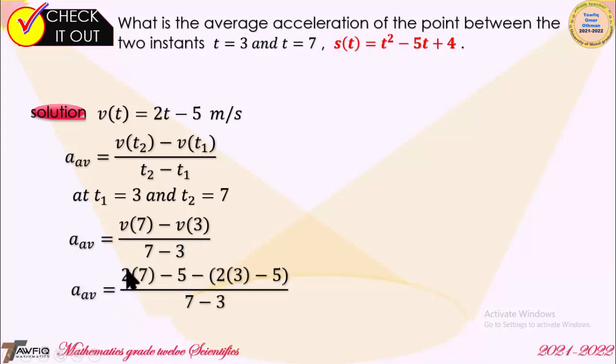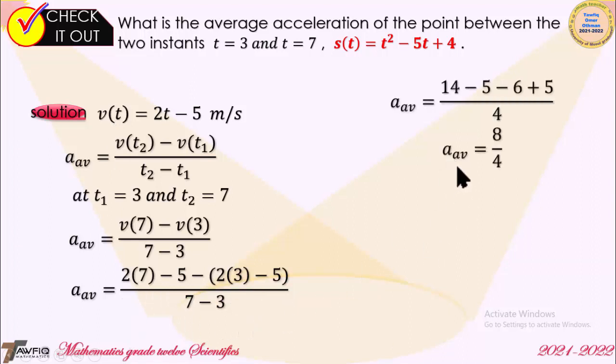Replacing 7 in the velocity, we get 2 times 7 minus 5, minus 2 times 3 minus 5. Simplifying it, the average acceleration is equal to 8 over 4, which equals 2 meters per second squared. This is the average acceleration.